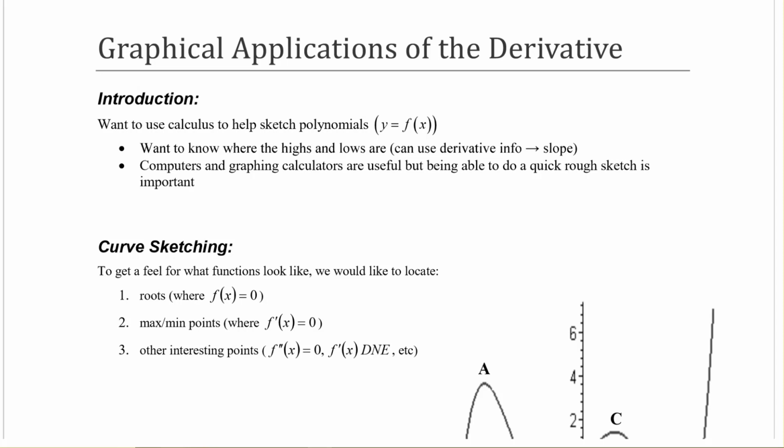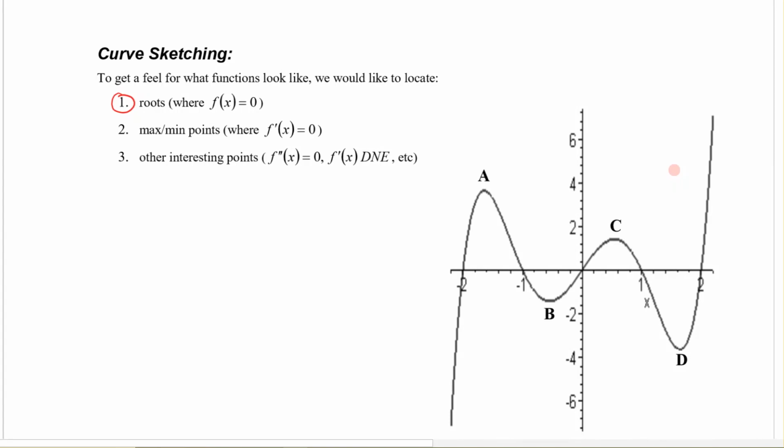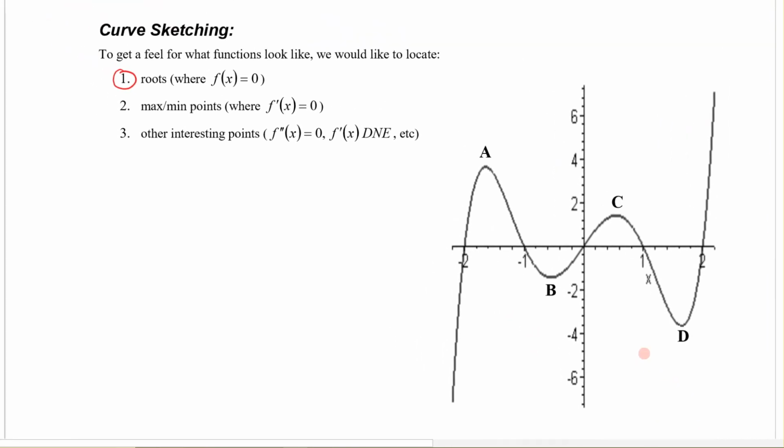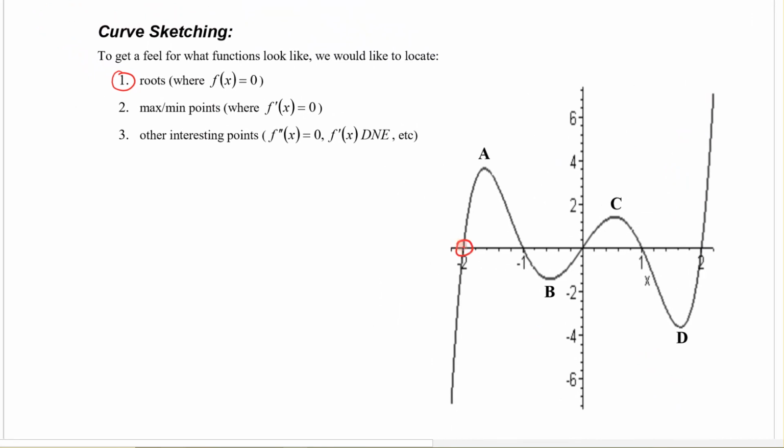So if you want to get a feel of a function, first thing we need is to find where the roots of the function are. So for example, let's take a look at this graph. This curve cuts the x-axis at these points. So 1, 2, 3, 4, 5. So clearly these are the x values where the function's value is 0.